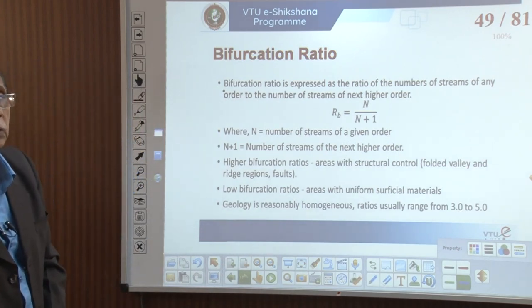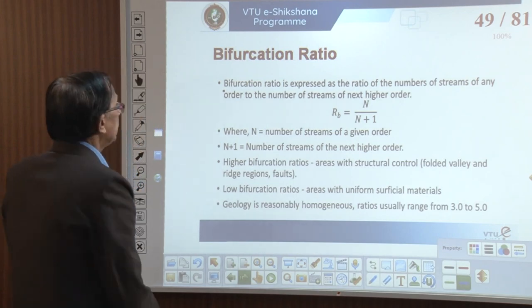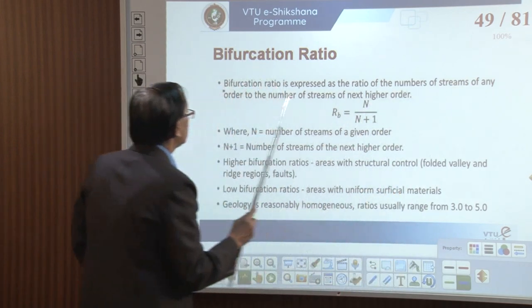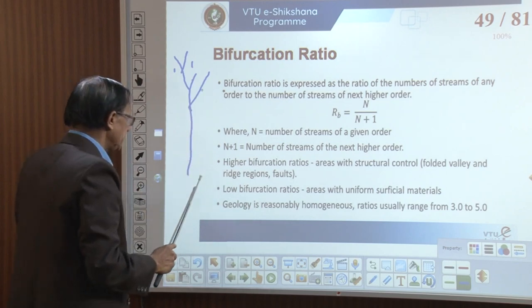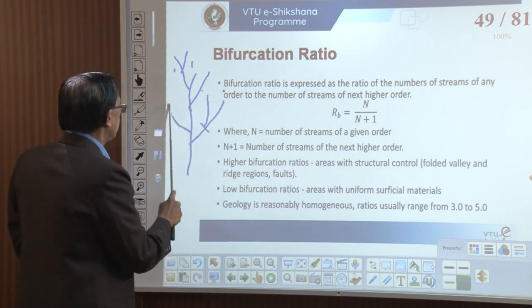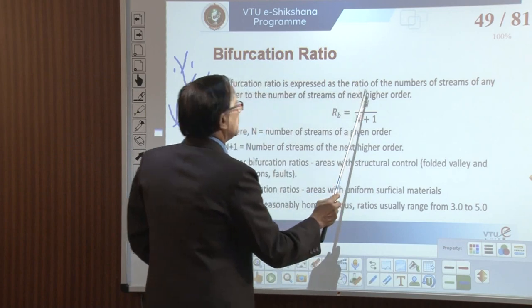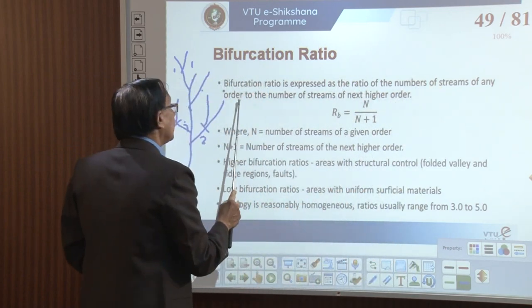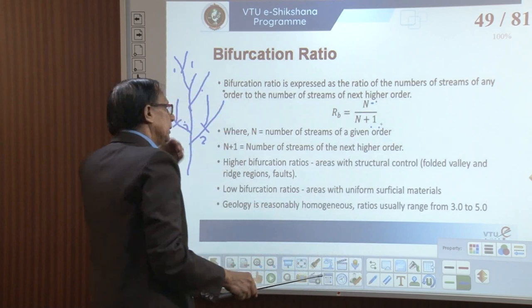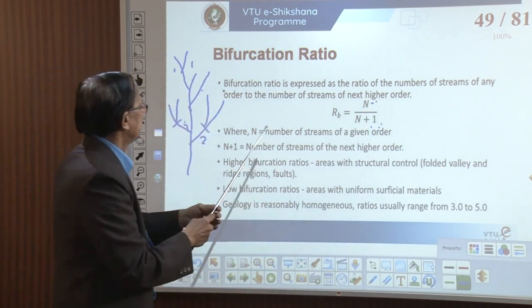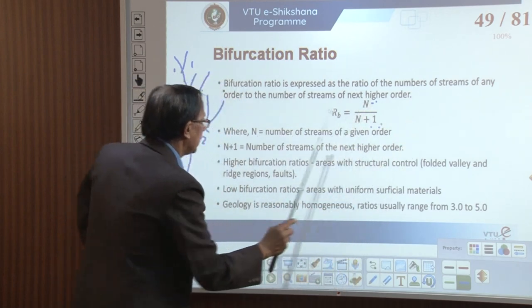Now what is bifurcation ratio? This is another important concept, as we are going to deal with watersheds for their management. Bifurcation ratio is expressed as the ratio of the number of streams of any order to the number of streams of the next order. If this is the drainage order, the number of first order, then second order, and so on. First order to second, second to third, third to fourth, like that. N is the number of streams of a given order, and n plus 1 is the next higher order.